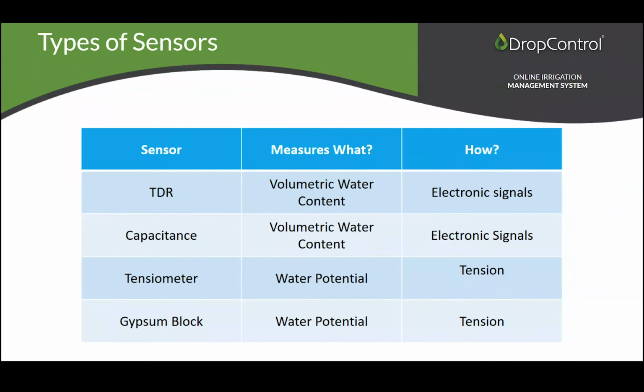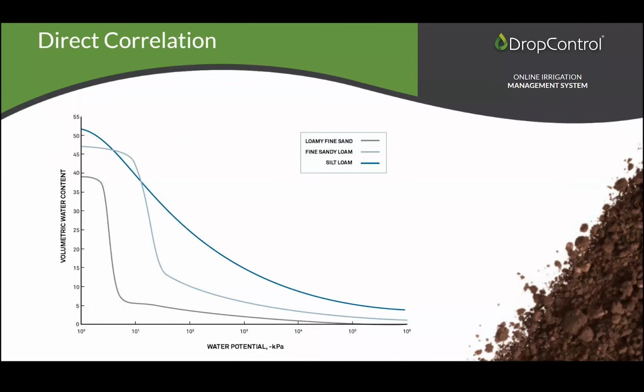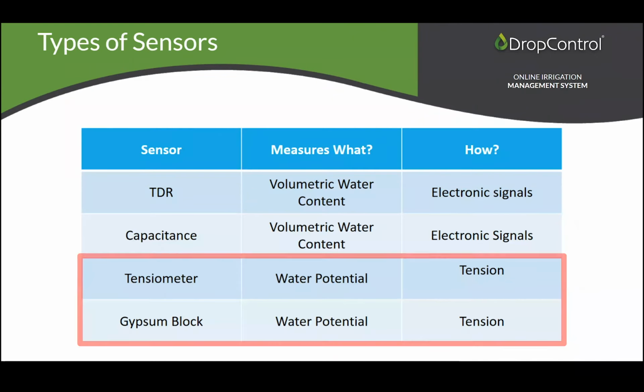And there are people that tend to use one more than the other, and people have one preference over the other. In general, I don't want to talk about the technologies and see which one's better or which one's not. There are pros and cons on both of the technologies, but what I can say is that there is a direct correlation between water potential and volumetric water content. So either technology that you use, you're going to get to the same objective. The important thing is that you use the technology correctly.